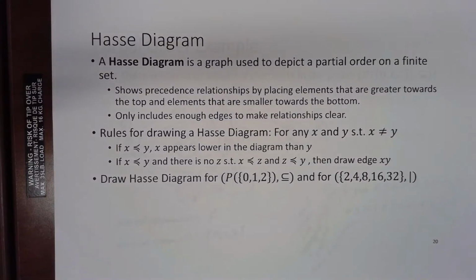A Hasse diagram is a graph that's used to depict a partial order on a finite set.